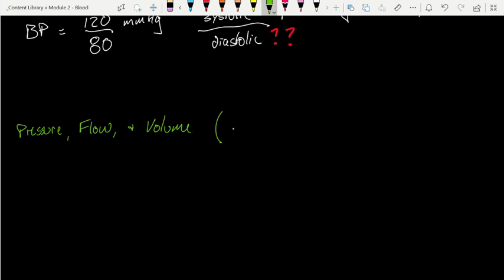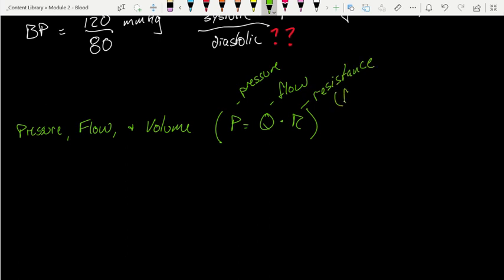And there's actually a very simple mathematical calculation for this. We know that pressure is simply the product of flow. This is flow. This is, of course, pressure. And R, what we really want to talk about, which is resistance. Think of resistance as friction, that which is impeding flow.